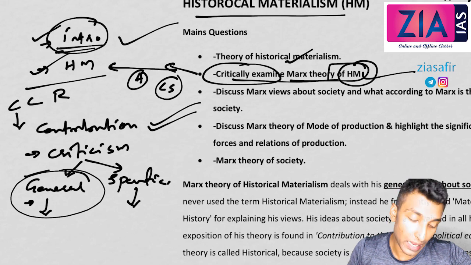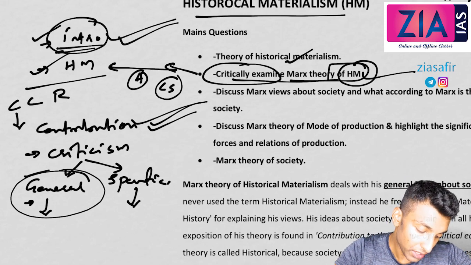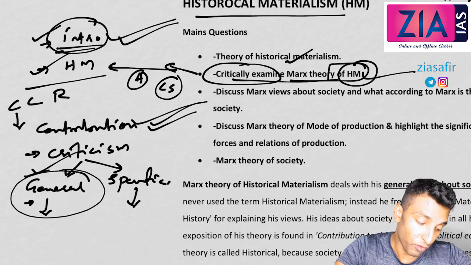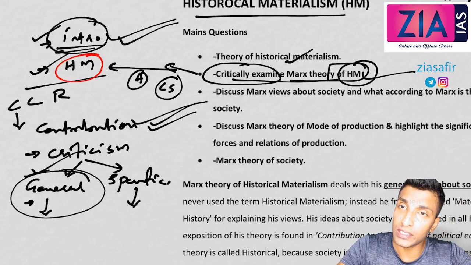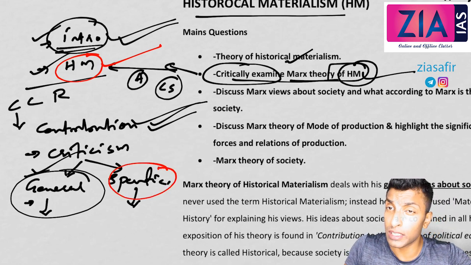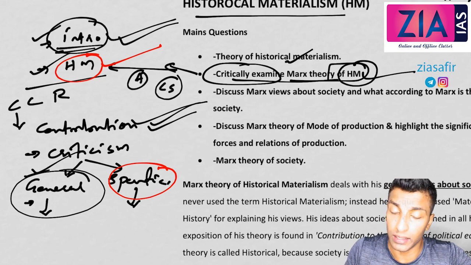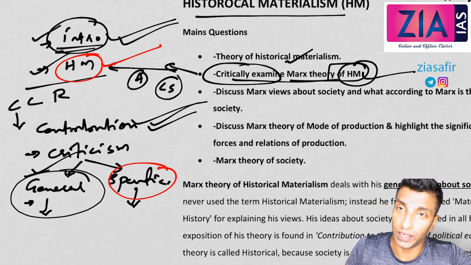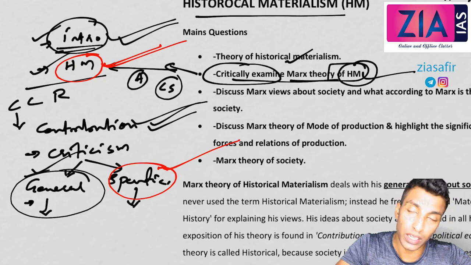So what all things are same now? Introduction is same, contribution is same, general criticism is same. What varies? The theory. If it is historical materialism, write that theory. If it is alienation, write that theory. And in specific criticism, if the question is about historical materialism, write specific criticism to historical materialism. If it is alienation, write about that. So here there will be a change. Here also there will be a change.